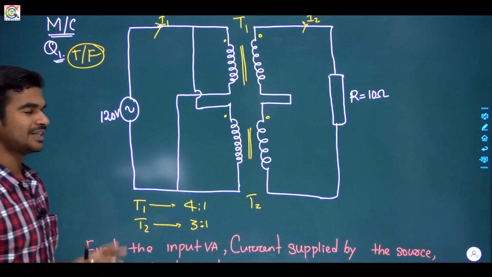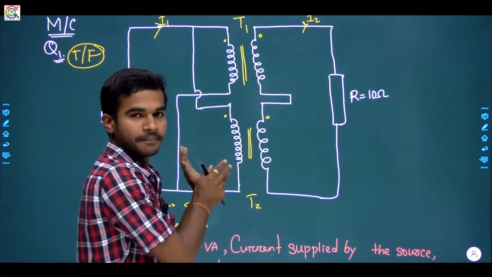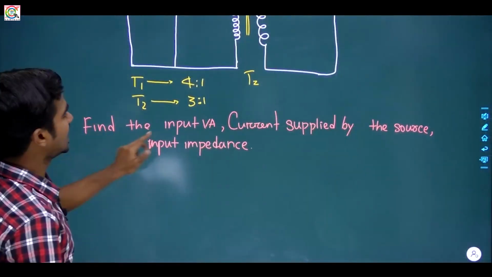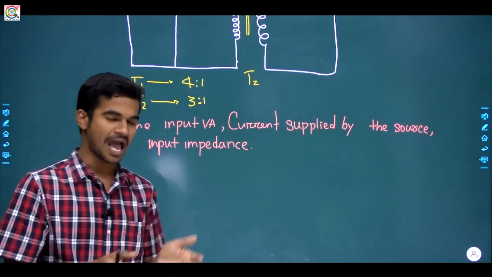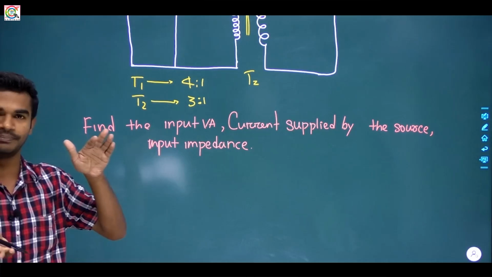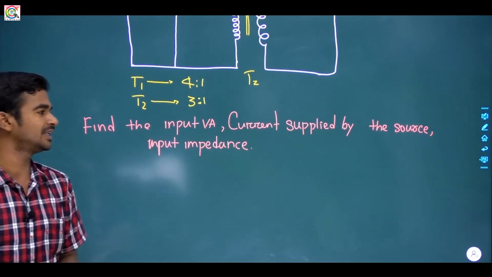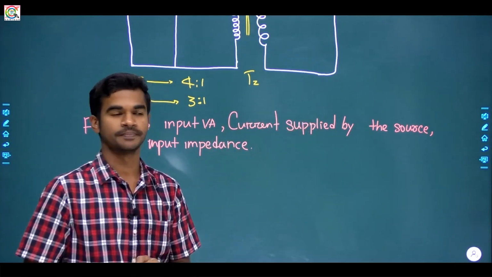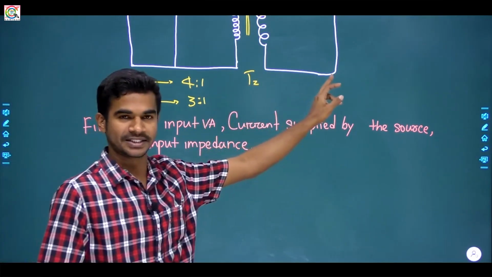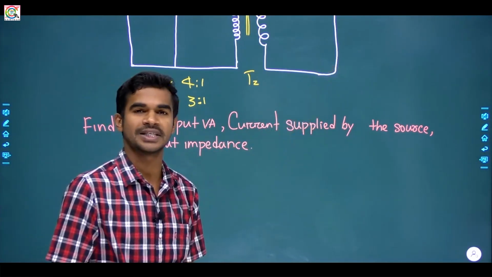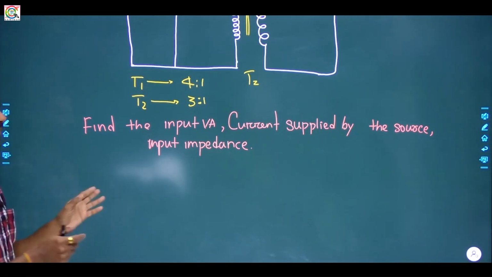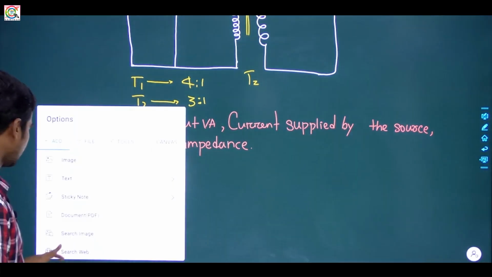So what is the question? This is the given data. In this question they asked you to find the input volt ampere, the VA rating of the transformer combination, the current supplied by the source, and the input impedance. You know the load resistance on the output side is 10 ohm, but the input impedance you have to find. So tell me how to proceed with this question.